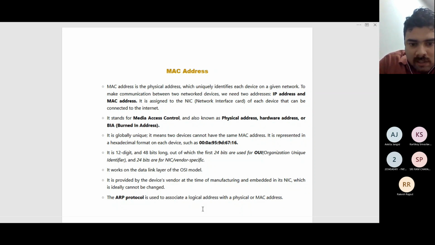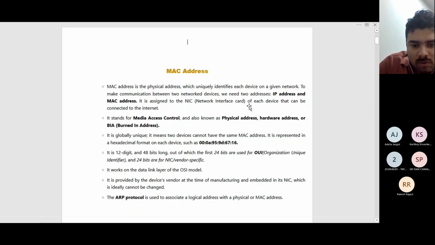Then it works at the data link layer. Yesterday I discussed the OSI layers. So data link is the second layer in the OSI model. It is provided by the device vendor at the time of manufacturing and embedded in the NIC, which ideally cannot be changed.